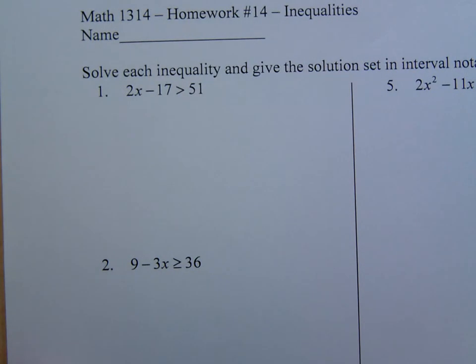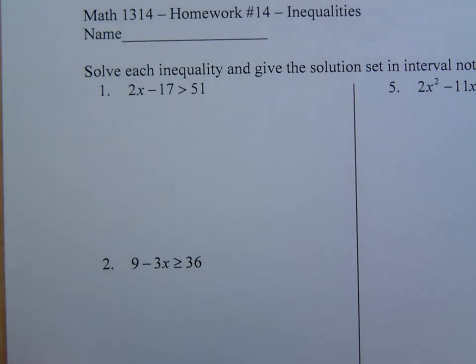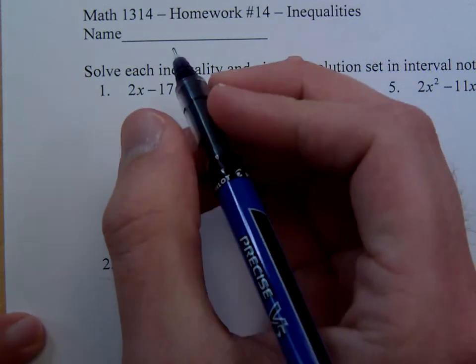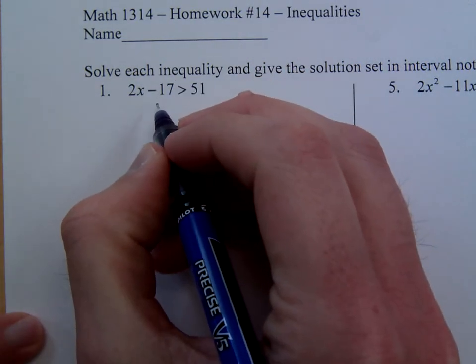Alright, in this video we are looking at solving inequalities. Now, for the most part, as long as the inequalities are linear, you just solve them as you would solve regular equations, except if you end up multiplying or dividing by a negative. So if we look at this first guy right here, 2x minus 17 is greater than 51.